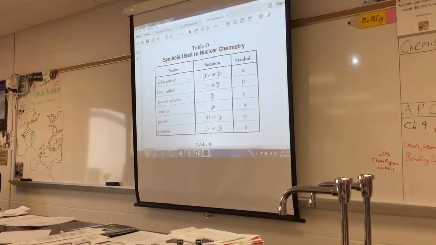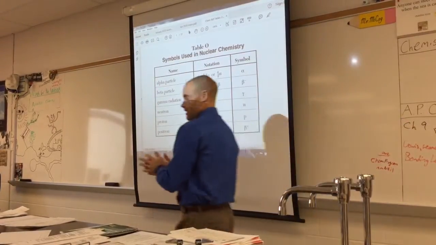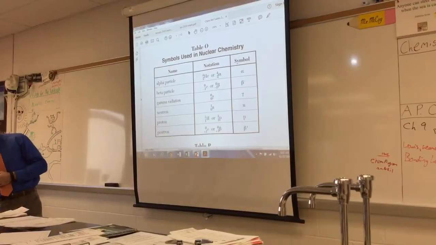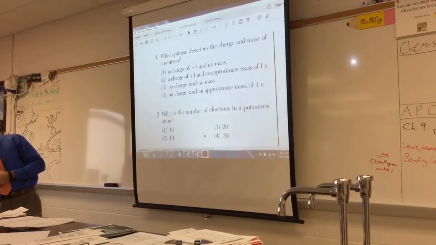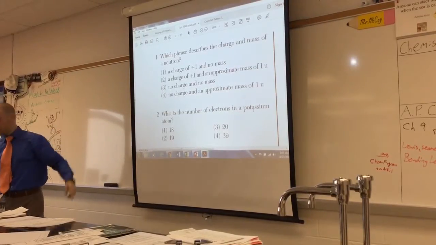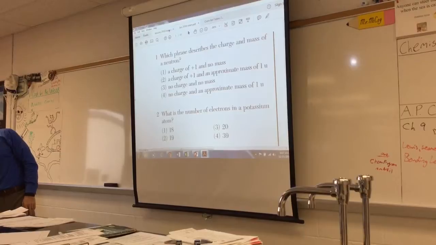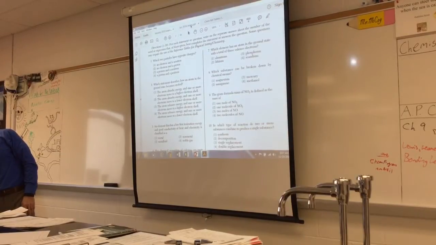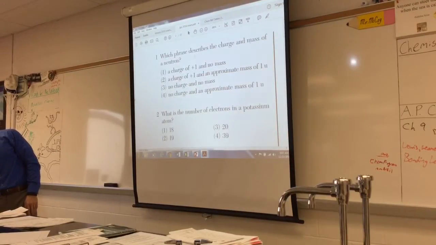All right, so the question wants to know which two particles have opposite signs, or something to that effect. Let's see. That was the question. Which phase describes the charge? Oh, I was on a different question. Which phase describes the charge and mass of a neutron? I was thinking of this one. We're going to talk about that next. Charge and mass of a neutron.